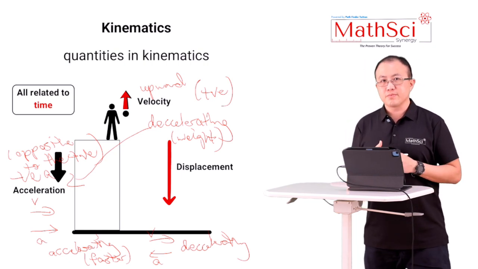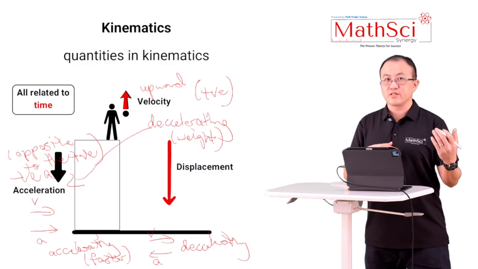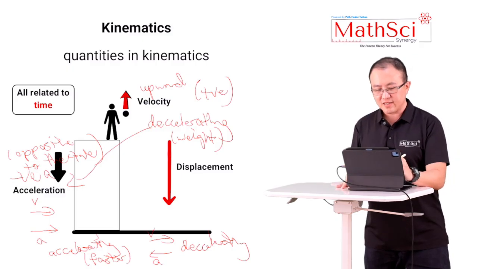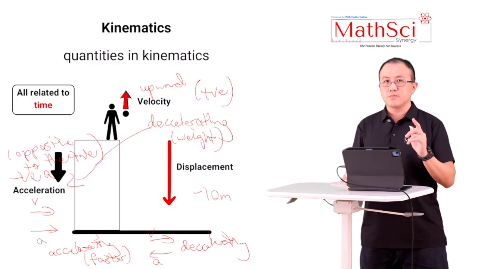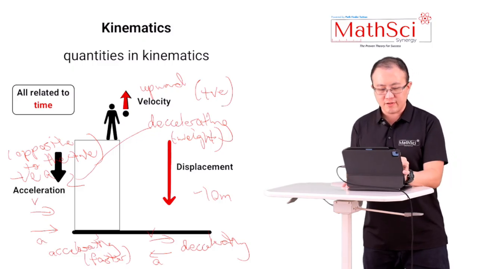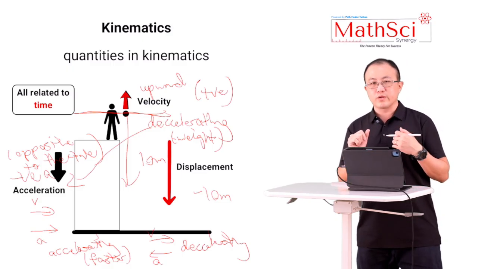Then how about displacement? Yes, displacement is a way to describe how far you have traveled, but not just telling you the distance only. It's also at the same time trying to tell you which direction you headed. So let's say you have a negative 10 meter. In the context of this question, it means you have gone down from where you started, let's say this horizontal level. You are 10 meters below where you started. So in this case, this is a downward displacement.